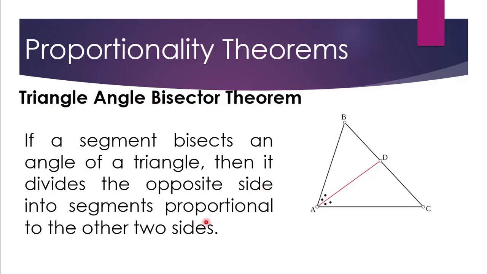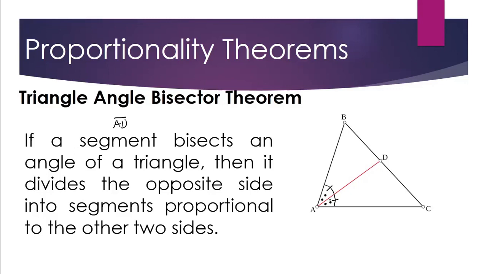Pangalanan natin yung segment at yung side na tinutukoy sa ating theorem. So let us have, if a segment bisects an angle, the angle bisector here obviously is segment AD. So we have the angle bisector segment AD. Ano ang binisect niya? It bisects angle A based on the markings. Parehong dalawang point yan. It means that these are congruent. So AD is an angle bisector.